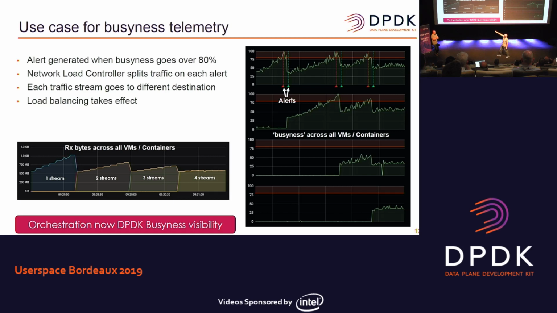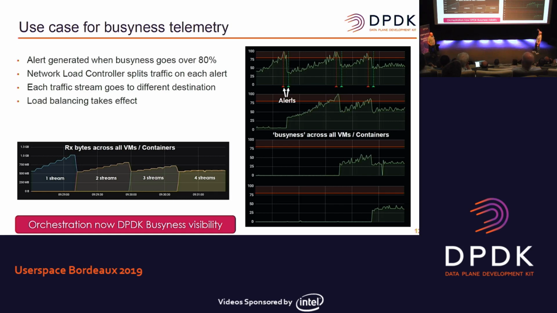We see the first stream of traffic. When we hit an alert, it actually comes down and comes into two streams. So that's working away happily. And we can see then when the VM hits an alert again, the third VM comes into play, and it starts taking traffic. And the same again for the fourth alert.